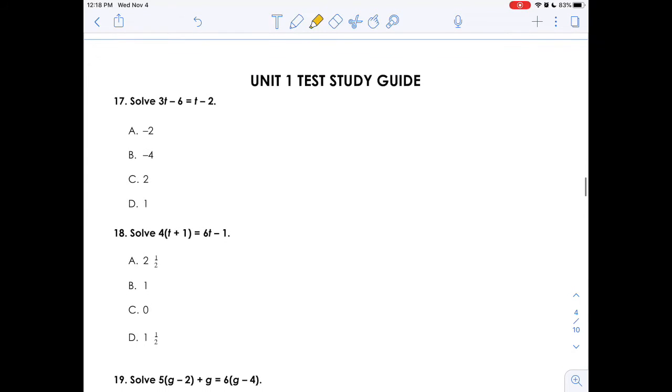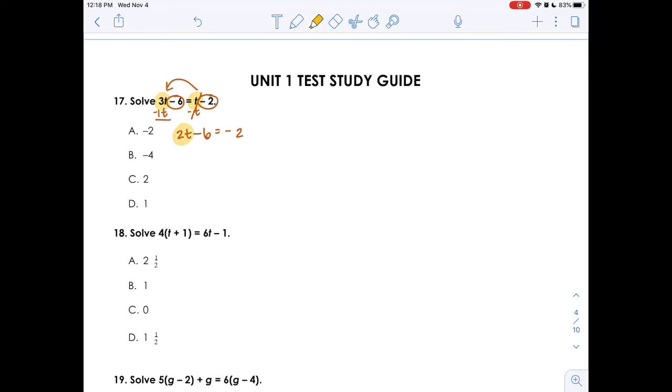In the next example, our variable is also t, except I have t on both sides of the equation. So the first thing I want to do is get the t's together. I'll go ahead and move this t over by subtracting t from both sides. T minus t cancels. On this side, 3t minus 1t is 2t minus 6 equals negative 2. Be careful that you're dropping those negatives down.